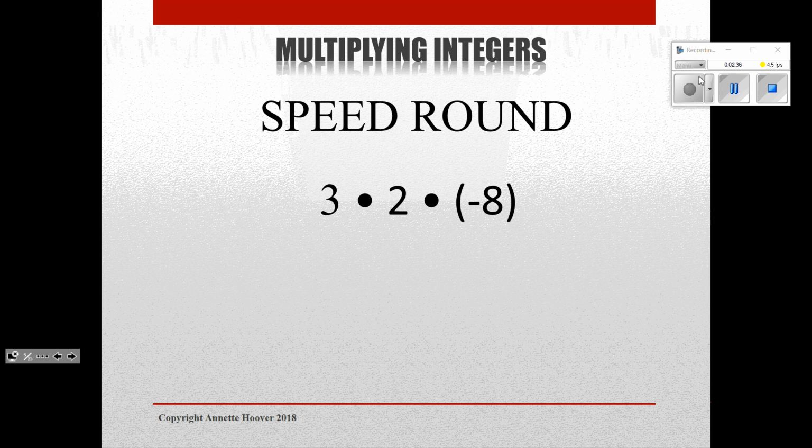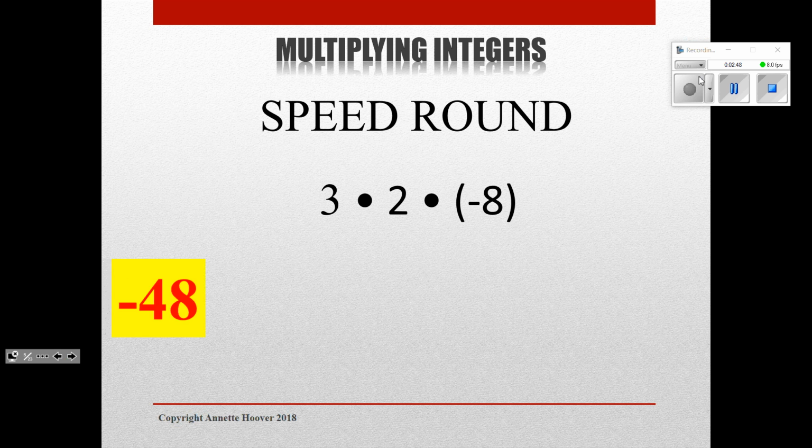So this is our little speed round. I'm going to give you a moment to see if you can do it, and then I'm going to tell you the answer. 3 times 2 is 6. 6 times 8 is 48. There is 1 negative, negative 48.